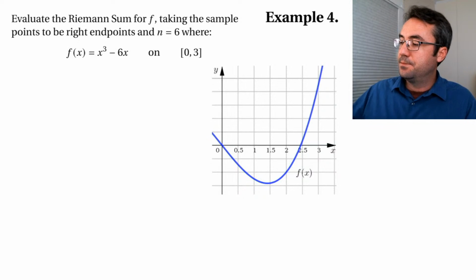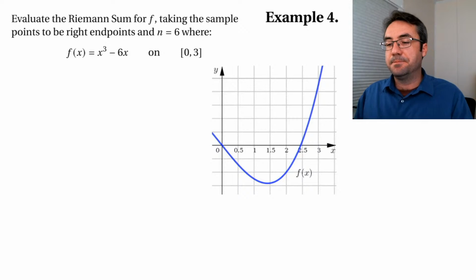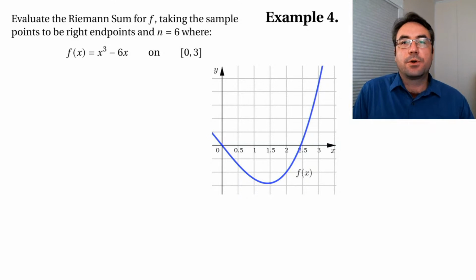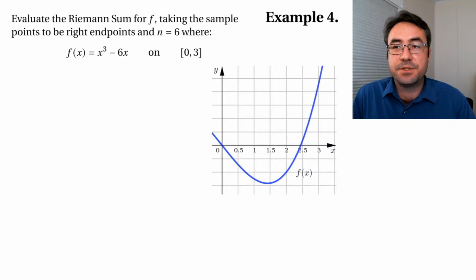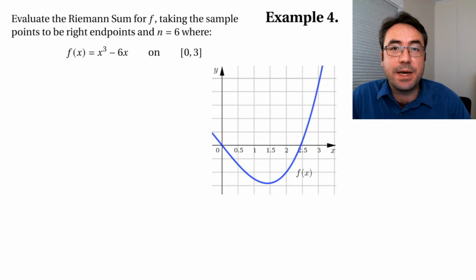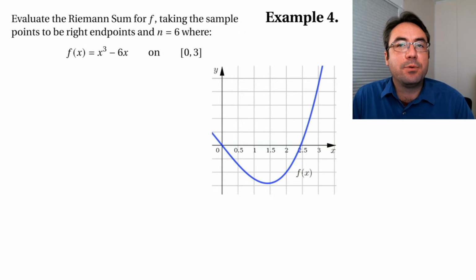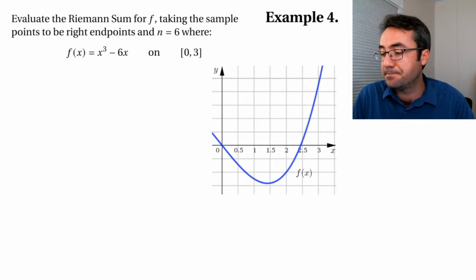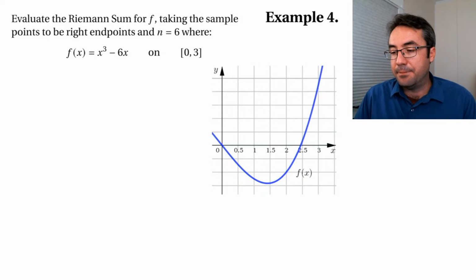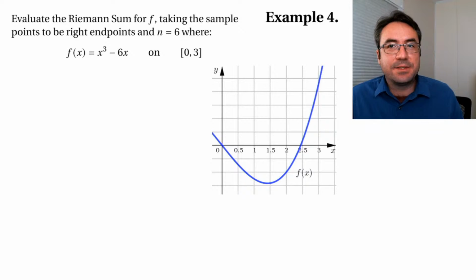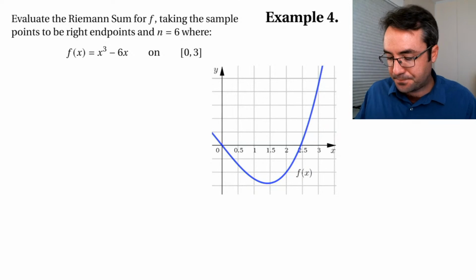Let's do one more example. We're going to do a Riemann sum. So we're going to evaluate the Riemann sum for this function f, which is equal to x cubed minus 6x on the interval from 0 to 3. And we're going to take our sample points to be the right endpoints. And we're going to use 6 rectangles here, essentially. All right, so let's see how the Riemann sum calculation would work.